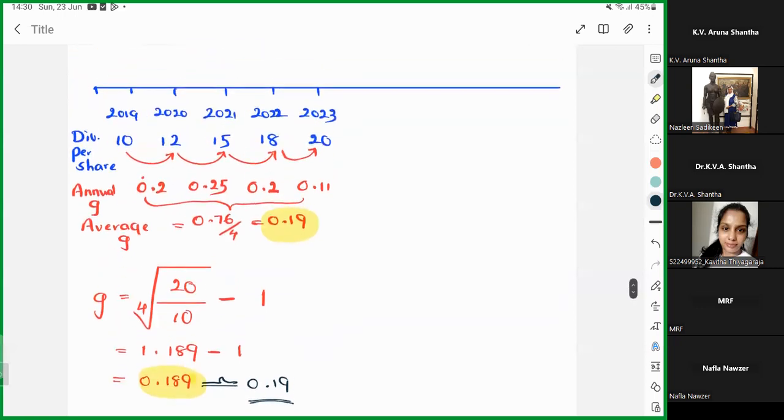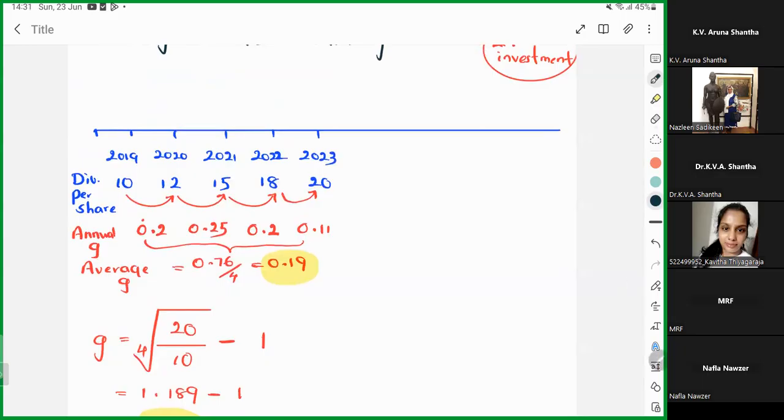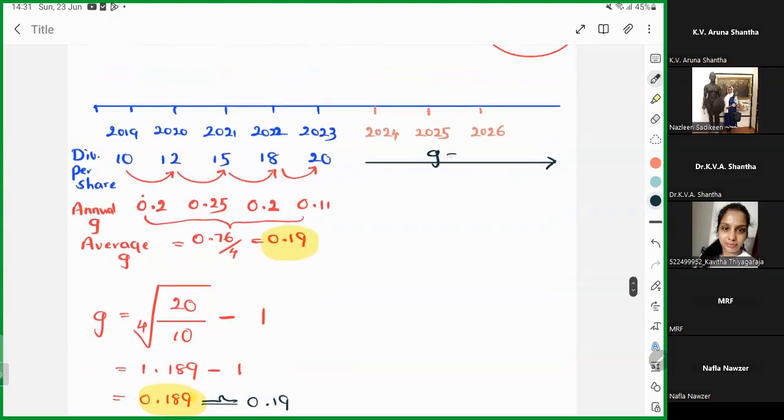Right. So you can calculate the growth if the company has continuously increased the dividend payment. You can calculate the past growth rate and assume that will be continued in the future. So next year, 2024, following year, 2025, after that 2026, you assume that growth rate would continue for a long time period. So growth rate is 0.19, 19%. So your assumption is company would increase the dividend payment annually by 19%. Right.